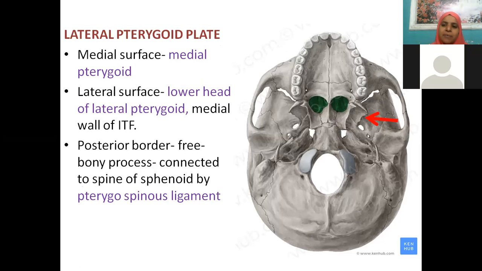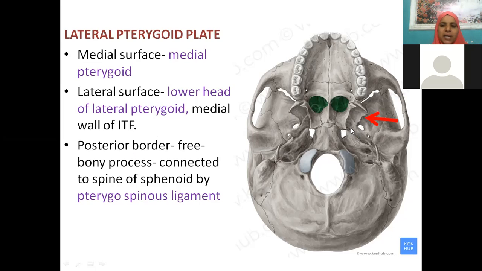See, the lateral surface of the lateral pterygoid plate gives origin to the lateral pterygoid muscle. The medial surface of the lateral pterygoid plate gives origin to the medial pterygoid muscle. Both are muscles of mastication. So this is actually forming the medial wall of the infratemporal fossa.